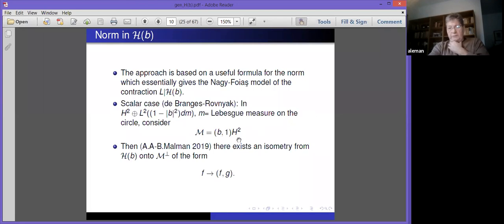I never thought about whether one could reduce the connection between the two formulas, but they might be quite close to each other. But anyway, this is, as I said, essentially the Nagy-Foias model, because then you represent L basically like a backward shift on a model space, which is vector valued now. Okay.